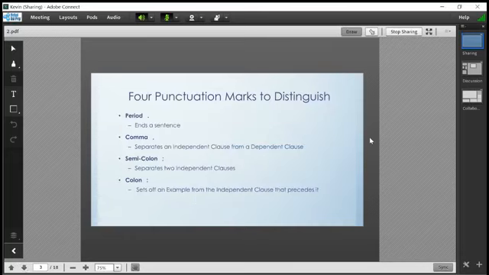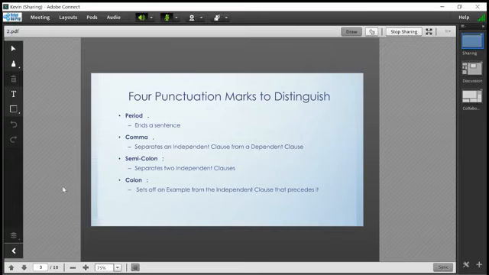So again, I'm going to talk about the 4 pieces of punctuation, specifically the period, which we know ends a sentence, a comma, which does other things besides what I have listed here, but I'm going to focus on this one aspect of the comma, and that's separating an independent clause from a dependent clause. Then we have the semicolon, which separates 2 independent clauses. And then the colon, which is going to set off an example from the independent clause that precedes it.